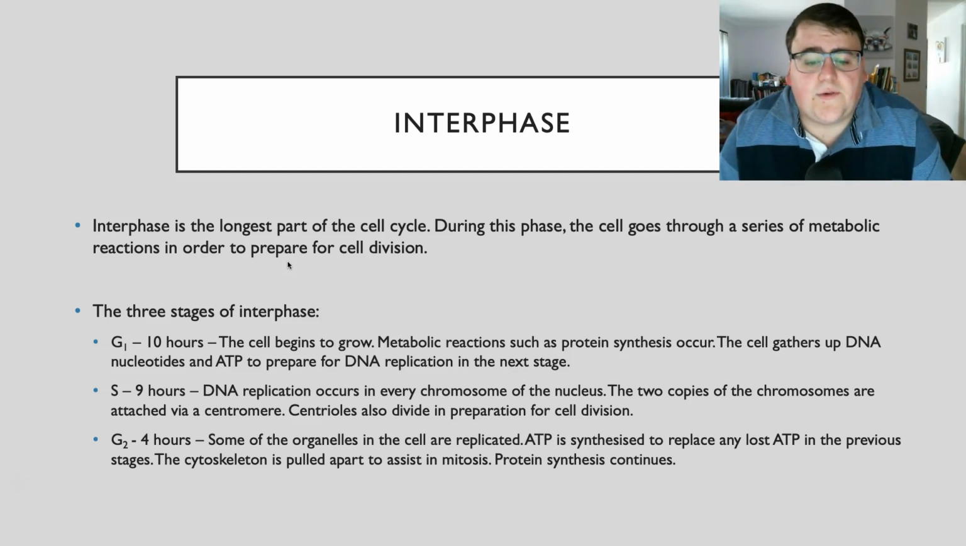Some of the organelles in the cell are going to be replicated, so that we've got organelles for both of the daughter cells. ATP is going to be synthesized to replace any lost ATP used in G1 and S phases, and the cytoskeleton begins to be pulled apart to help assist in mitosis. And lastly, protein synthesis occurs. So they are the three stages of interphase. We're looking at roughly 23 hours for interphase, clearly the longest part in a cell's life cycle.